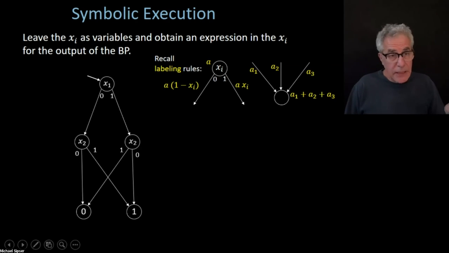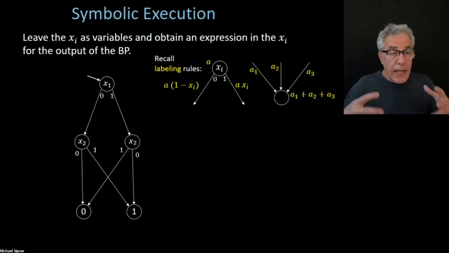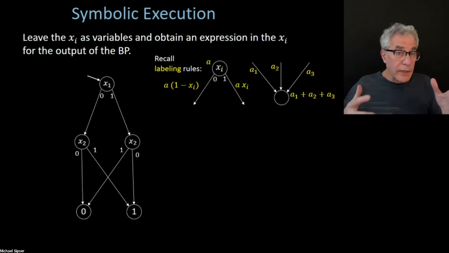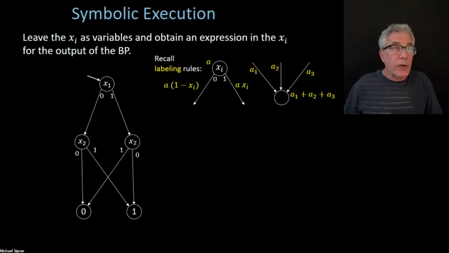Where we're going with this is we want to analyze the algorithm which picks a random non-Boolean input and evaluates the two branching programs. And in order to do that, we're going to look a little bit more carefully at what happens when we arithmetize the branching program and run it on these non-Boolean values.